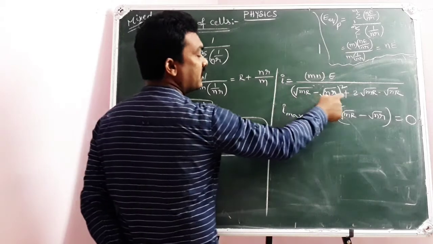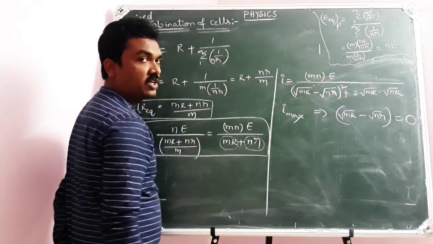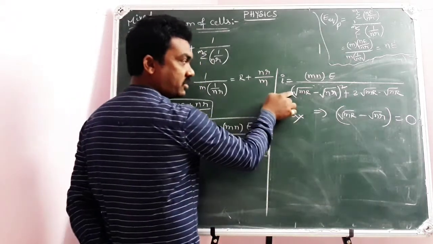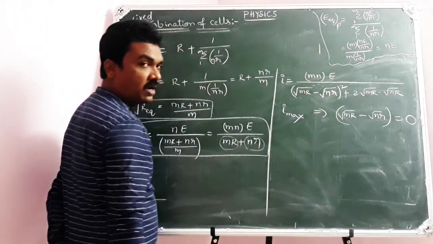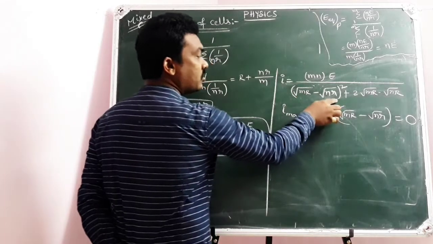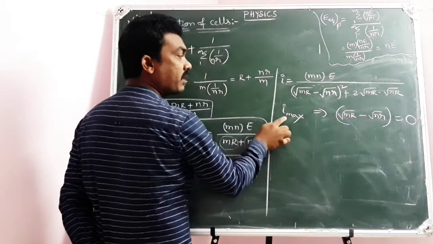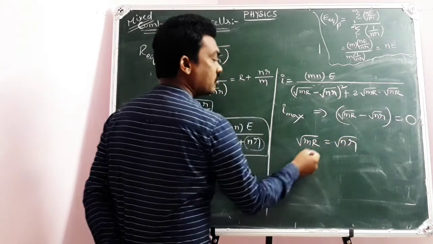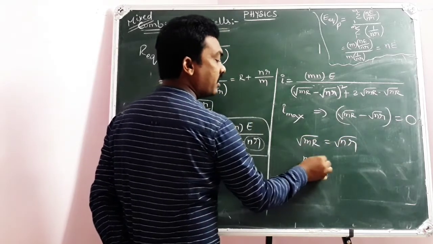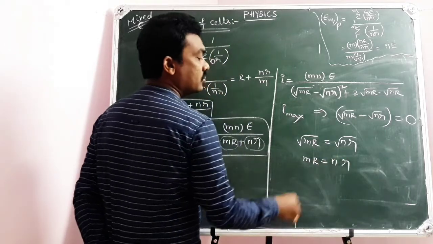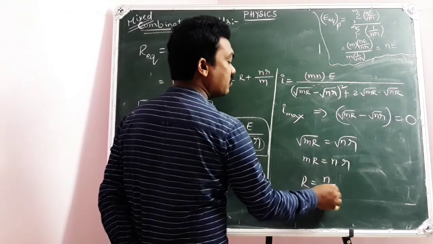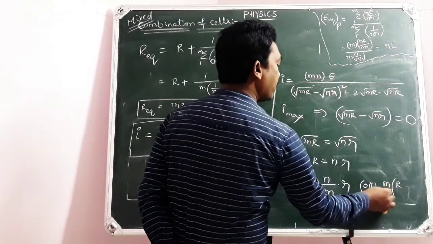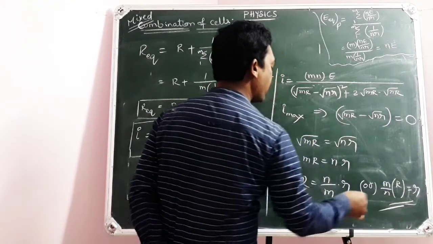If this term is 0, then this denominator is going to be minimum and this fraction value is going to be maximum. So to have maximum current, the denominator is rewritten in this way using the (A minus B) whole squared formula, so that this term should be 0. To have the denominator minimum, the fraction value will be maximum. So root of mR equal to root of nr. Squaring on both sides, mR equal to nr. So capital R is equal to n by m into small r. Or you can write m by n into capital R equal to small r. Anything you can write.